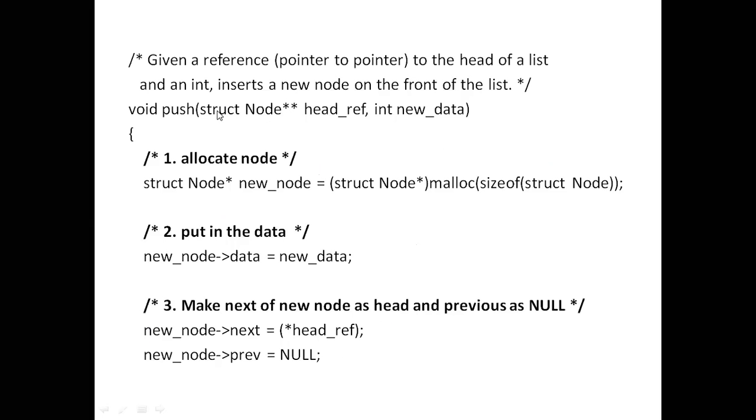Don't confuse it: the parameter is struct node double star, that is, star head reference. Struct node star head reference, and the new data goes in as well.